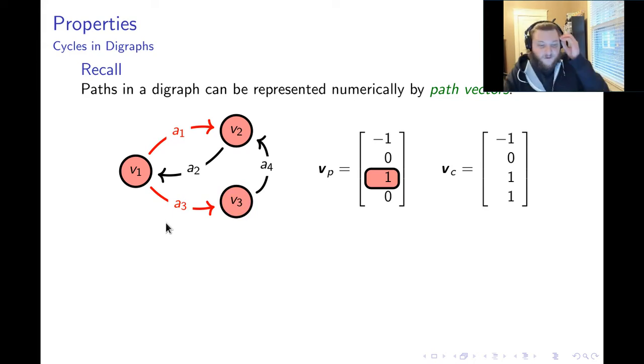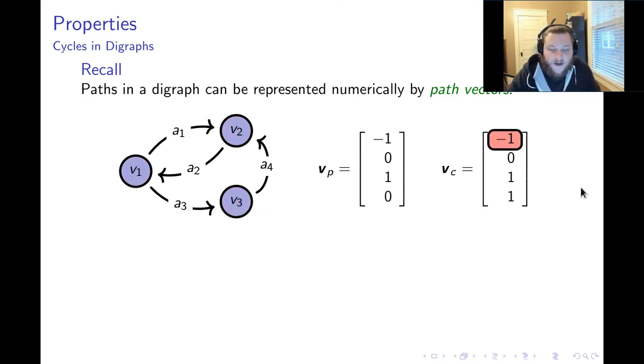So that's the first path. We start at V2, go against A1 to get to V1, and then we go with A3 to get to V3. Here on the right, we have a different path vector. For this one, we have a -1 in the first position, which means that in this path we traveled against A1. So if we do that one first, that would take us from V2 against A1 to V1.